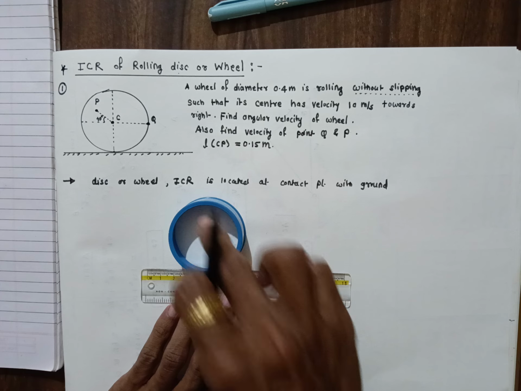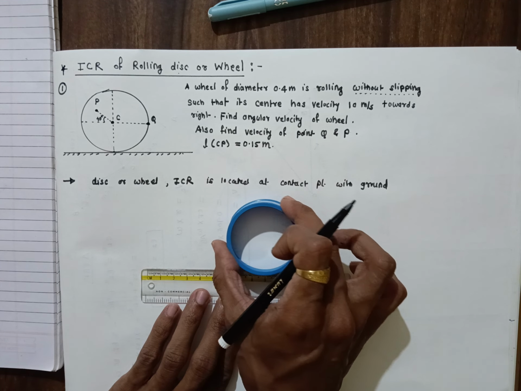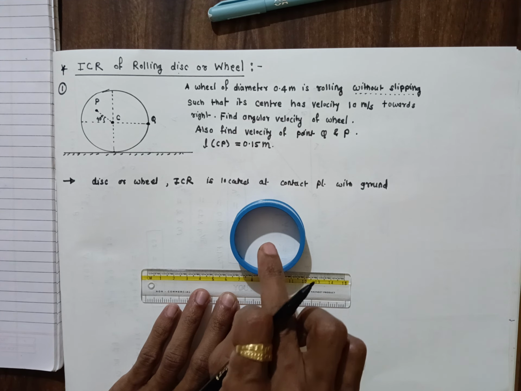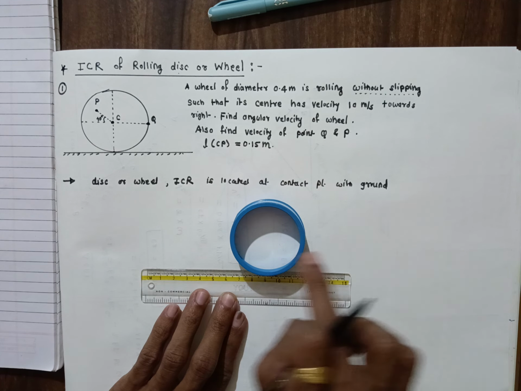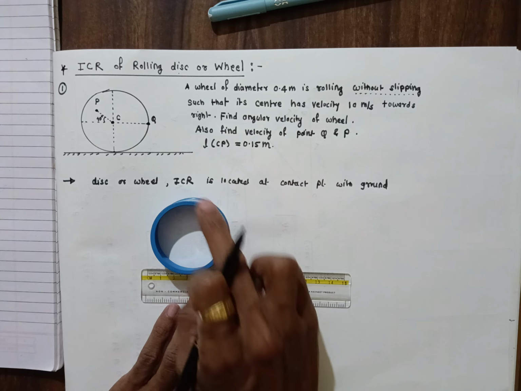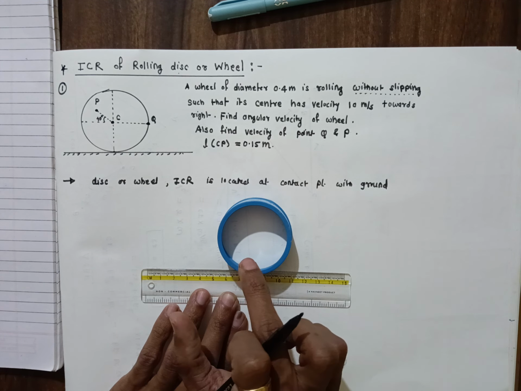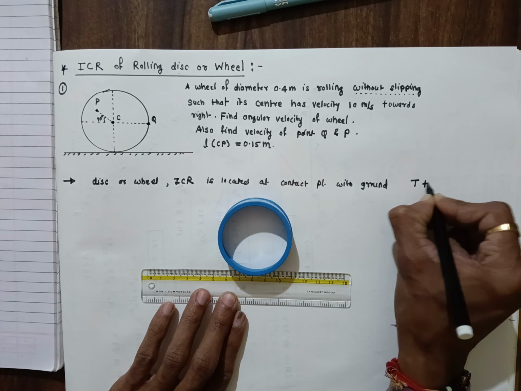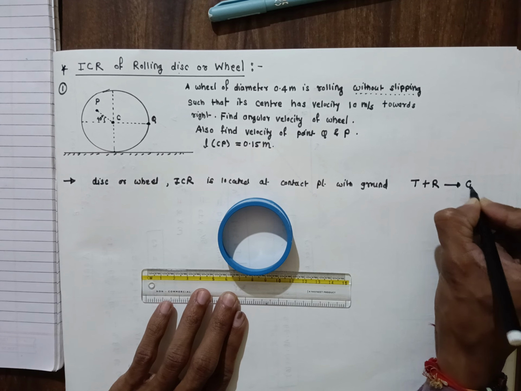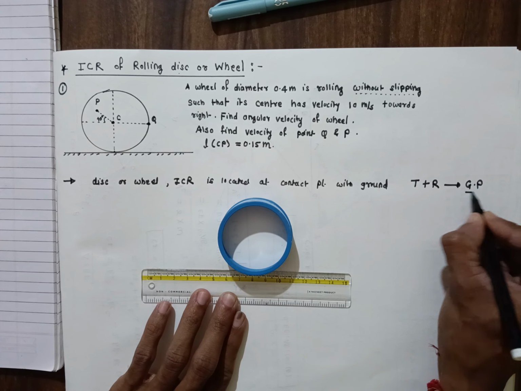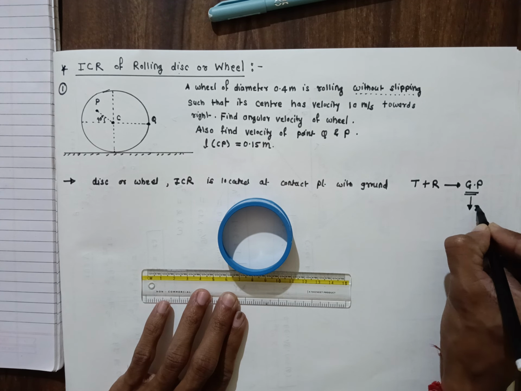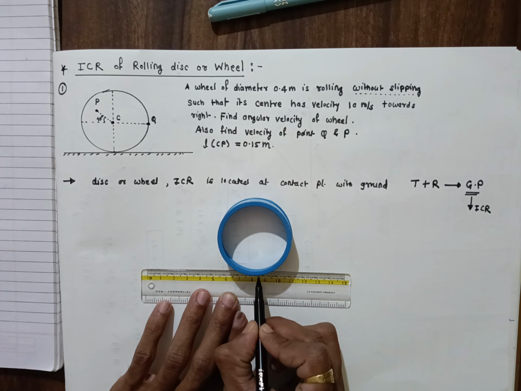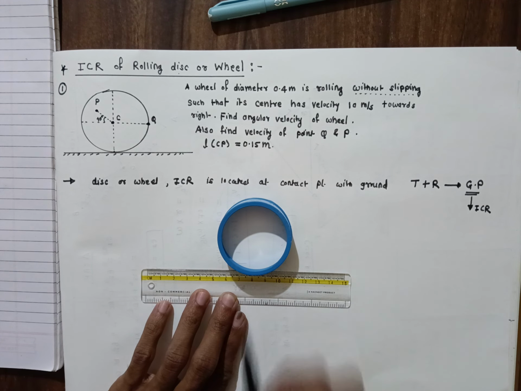So suppose the wheel is rolling on this ground like this, then it has two types of motion. One is the rotational motion and second its CG or the center is moving along this direction. So this is the translation. Okay, so this rolling motion is the combination of translation as well as rotation. Such type of motion, which is the combination of translation and rotation, is called a general plane motion, and for the general plane motion we have to locate where is the ICR. So for the disc, the ICR is always located at the contact point with the ground or with the surface.